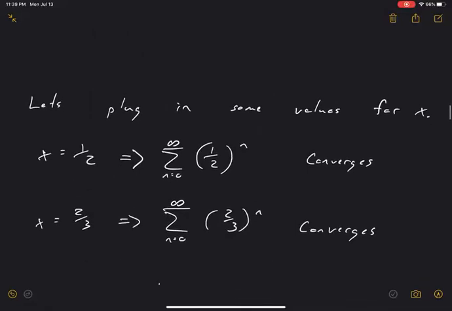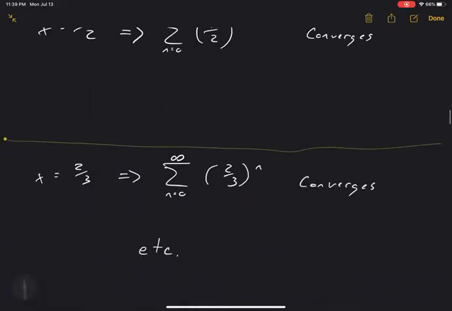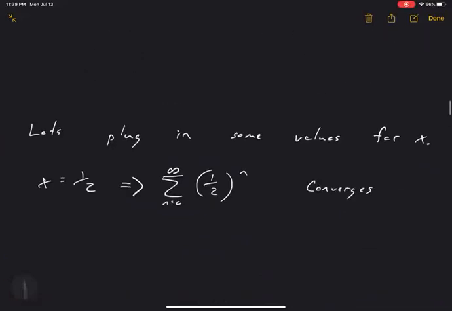So let's just play around with it. Let's plug in a couple values, okay? So I've listed a couple values here. Let's take it step by step. Okay, so let's say I plug in the value of 1/2 for x, okay? Remember, the series I'm looking at is x to the power n.